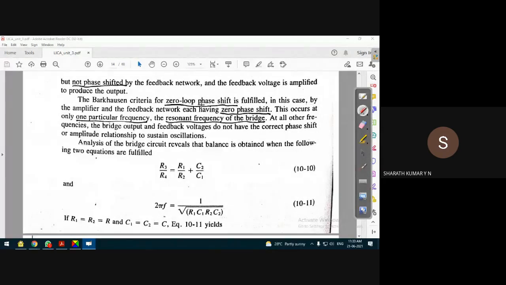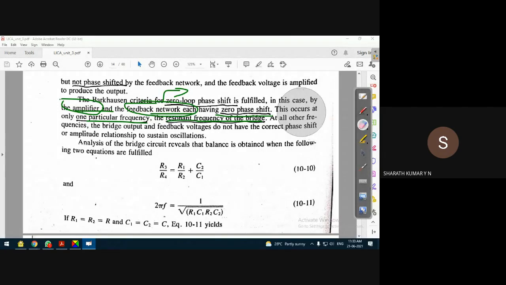In this case, the amplifier and the feedback network each have zero phase shift. The feedback network has zero phase shift because it has both a phase lag and a phase lead network. Both networks cancel the phase introduced by each other, and the amplifier is a non-inverting amplifier with zero phase shift. This occurs at only one particular frequency, which is called the resonant frequency of the bridge.